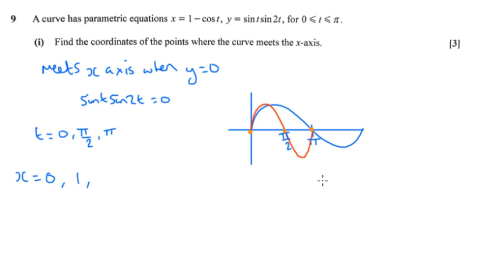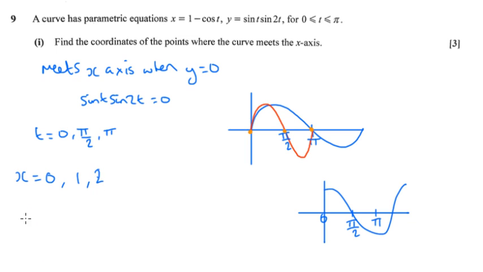I should probably draw the cos graph. Let's draw the cos graph. So we're looking here. So when t is 0, cos of 0 is 1. So we've got 1 minus 1 is 0. When t equals pi over 2, cos of pi over 2 is 0. So we've got 1 minus 0, which is 1. And then when t equals pi, cos of pi is negative 1. So we're going to have 1 minus negative 1, so we're going to have a value of 2.